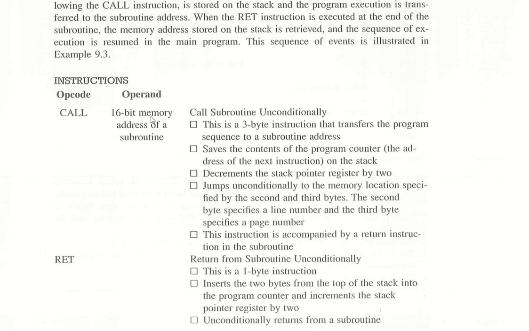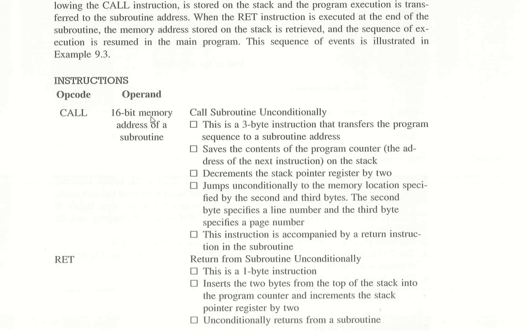First we have the unconditional call subroutine, which is a 3-byte instruction that transfers the program sequence to a subroutine address. It saves the content of the program counter, the address of the next instruction basically, on your stack. Then we decrement the stack pointer register by 2. Once we are done with the decrement, it will jump unconditionally to the memory location specified by the second and third byte. The second byte specifies the line number and the third byte specifies the page number.